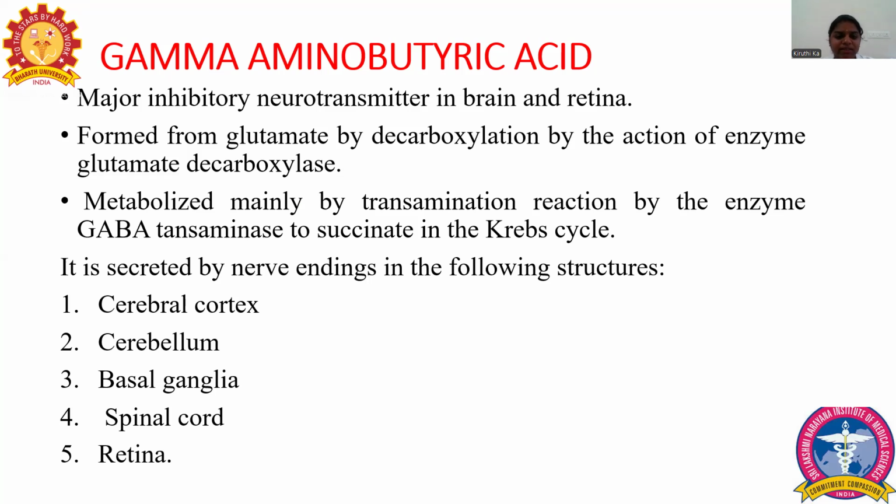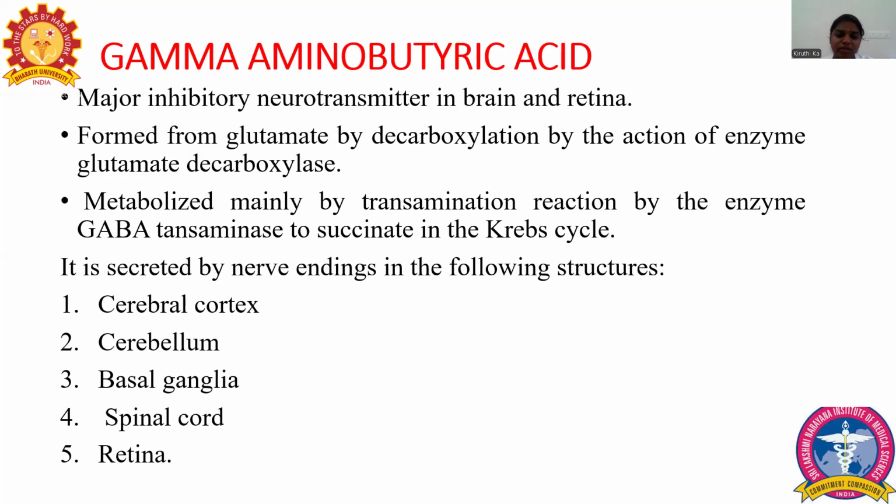So for the receptors, it has three receptors called GABA A, GABA B, and GABA C. GABA A and GABA B receptors are present in the brain, and GABA C is present only in the retina. The GABA A and C receptors are ion channels that have five subunits surrounding a core, similar to nicotinic receptors. Their activation leads to increased chloride conductance.